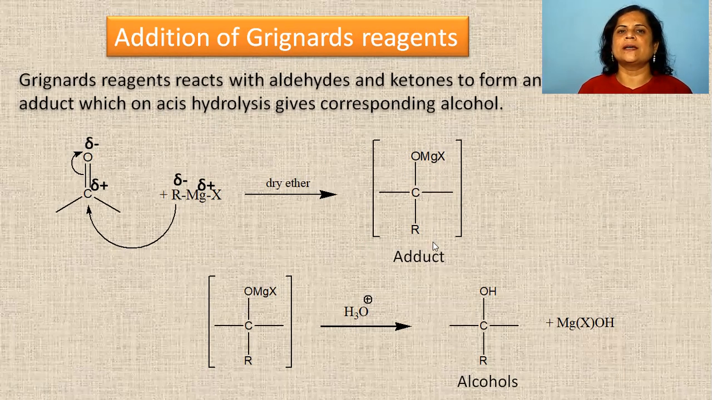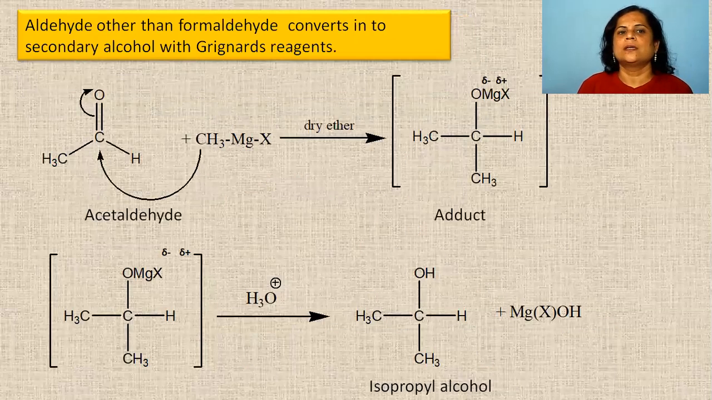See the structure of the complex compound we get from the reaction between the carbonyl compound and the Grignard reagent: the carbon is bonded on one side with the alkyl group and on the other side with OMgX. That adduct undergoes acid hydrolysis, and formation of alcohol takes place by the removal of MgXOH. So carbonyl compounds are converted into alcohols by the addition of Grignard reagents.